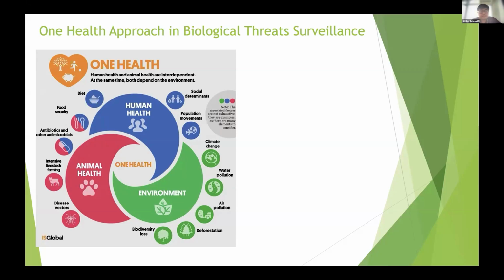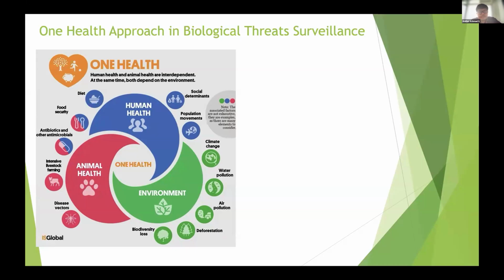Right now, with the traditional method, we collect case data from humans, usually from the healthcare facility. We collect syndromic surveillance. We collect the case data, but the analysis is already too late when we want to predict a future risk of pandemic. So we need other data, such as from animals and also from the environment.